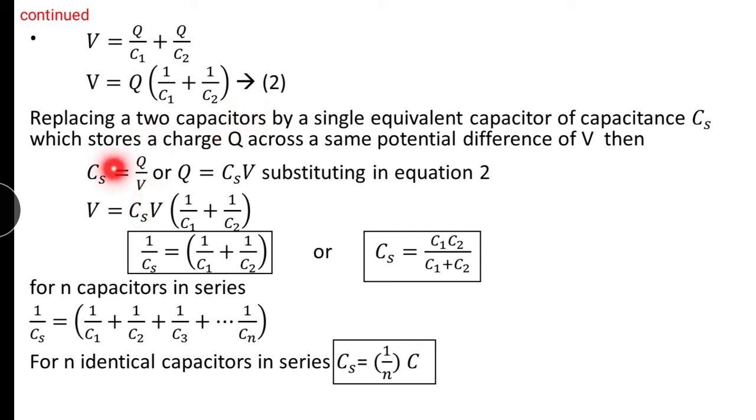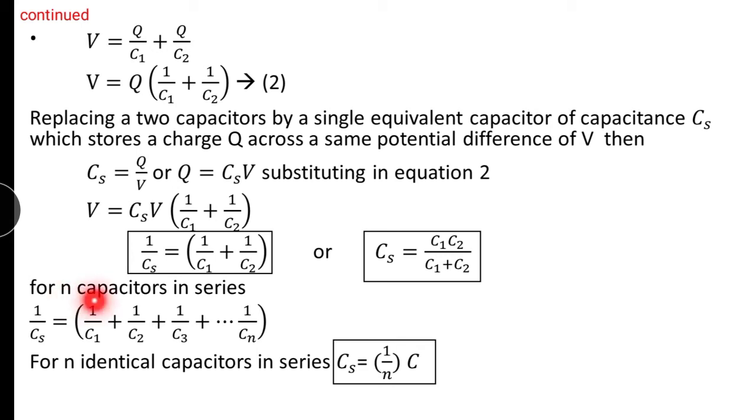If I rearrange this equation, we get Q is equal to Cs into V. If I substitute the value of Q in equation 2, we get Cs into V, so that V and V get cancelled, and if I take Cs to the denominator, we get 1 by Cs is equal to 1 by C1 plus 1 by C2. If I write this equation in another form, Cs will be equal to C1 C2 by C1 plus C2. So this is the equation for the equivalent capacitance of two capacitors connected in series.